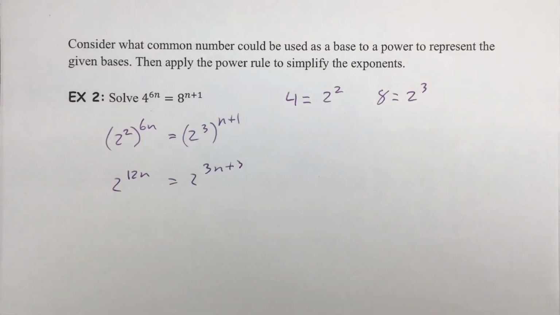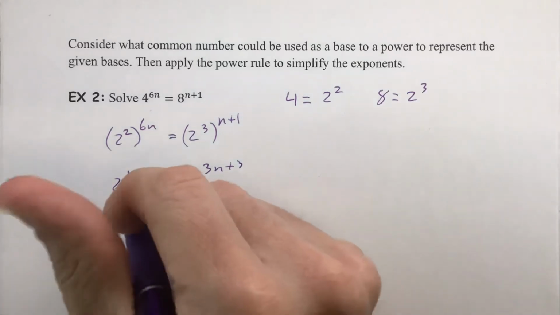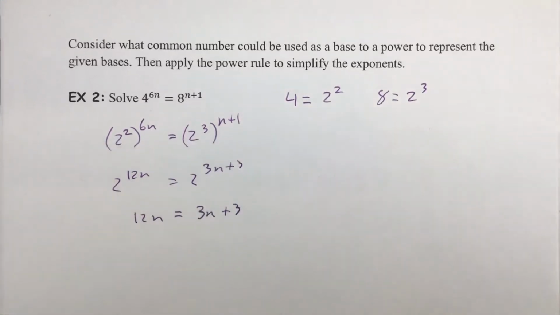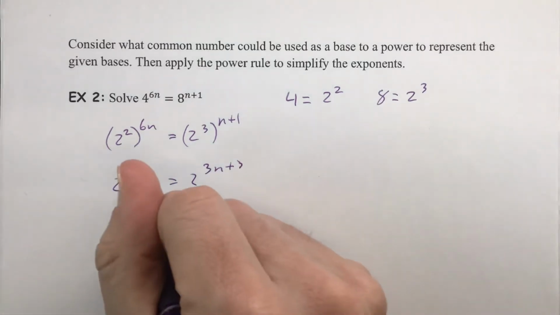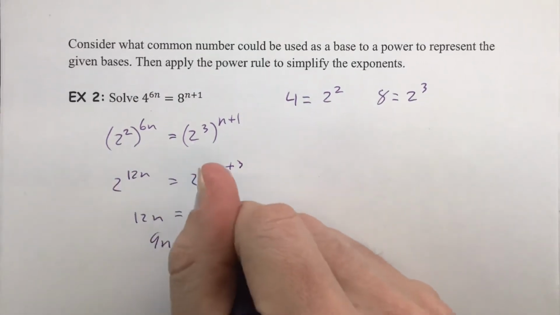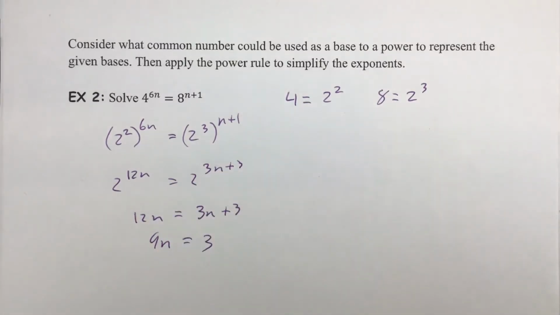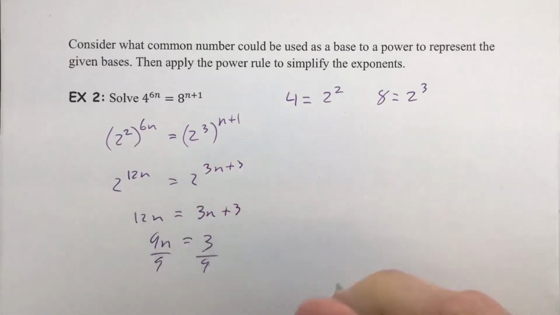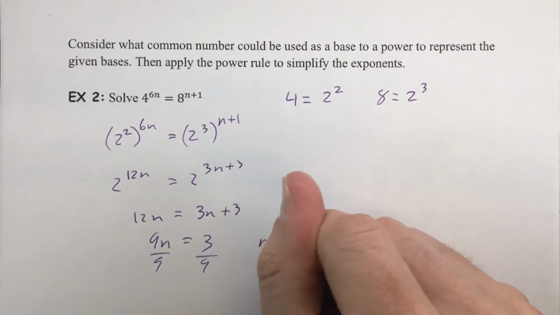Now that we have the same base, you can really just eliminate this. It's more of a logic idea here. And we can say that 12n has to be equal to 3n plus 3. And now you have a really simple equation to solve, right? Subtract 3n from both sides. We're going to get 9n is equal to 3. You then divide by 9, and n is 1/3.